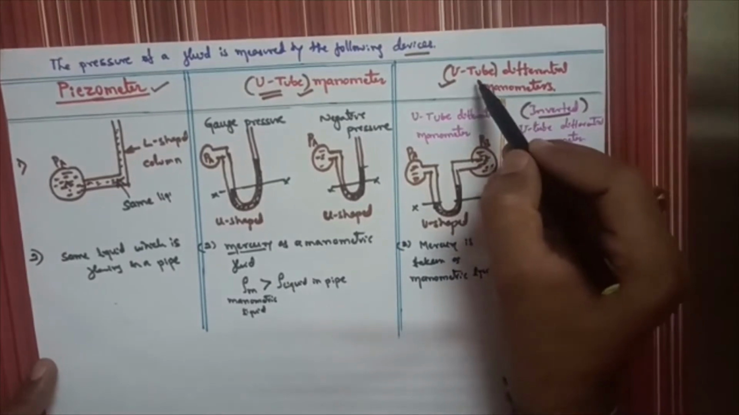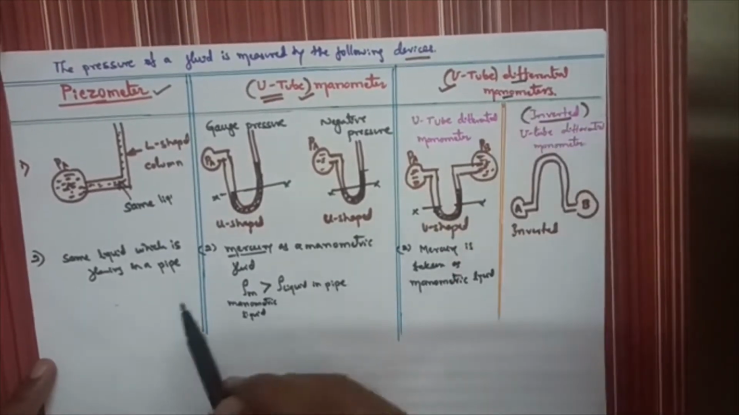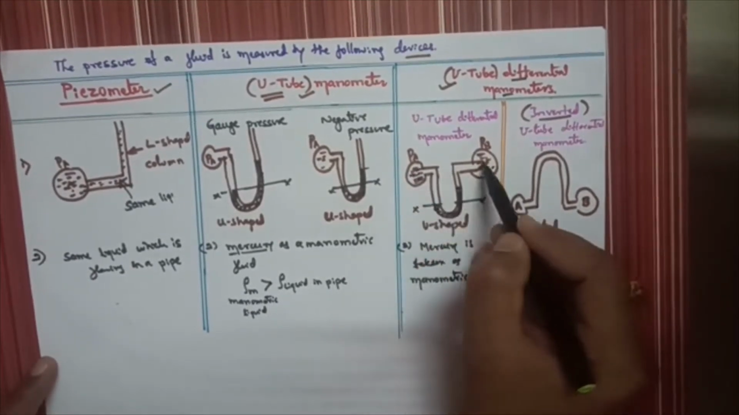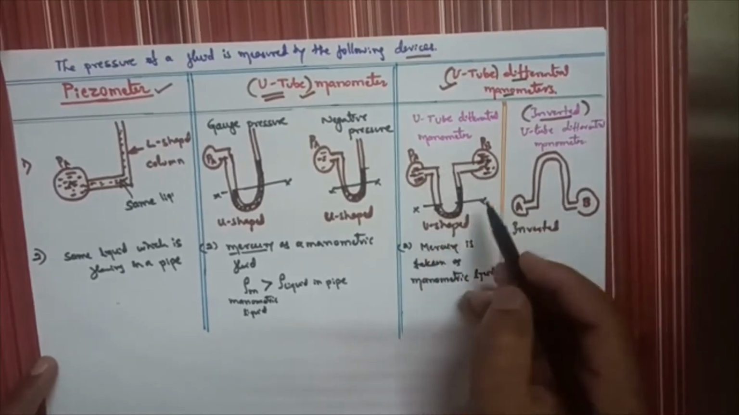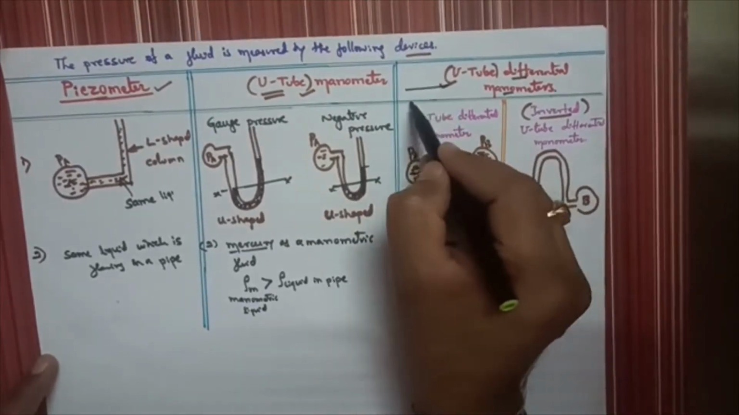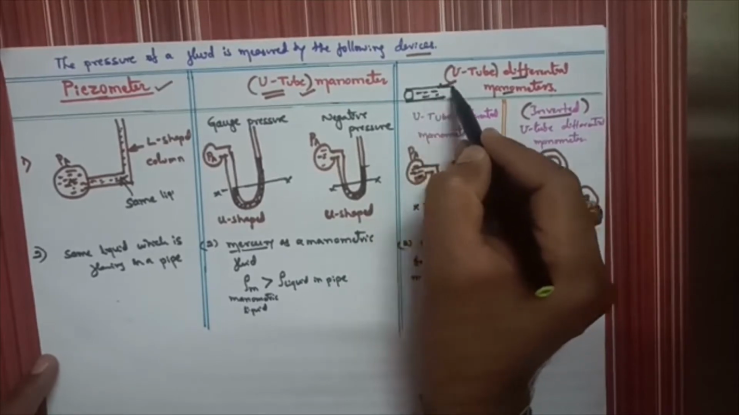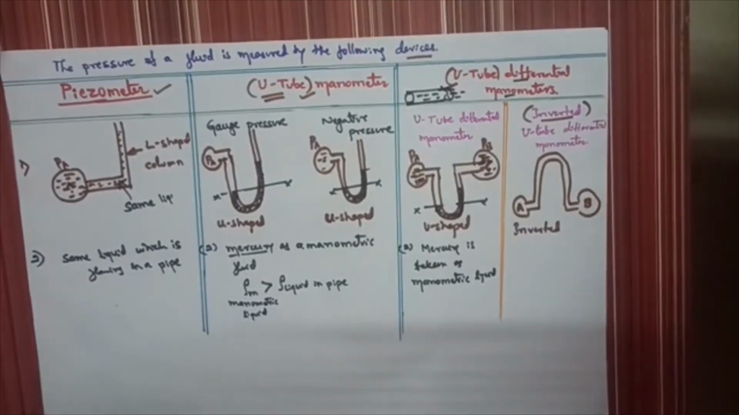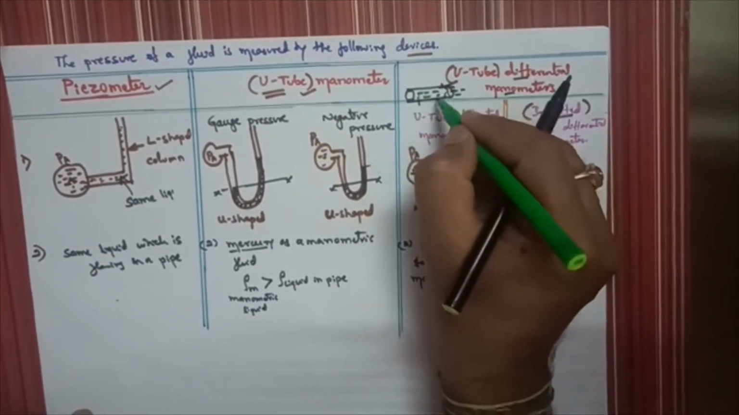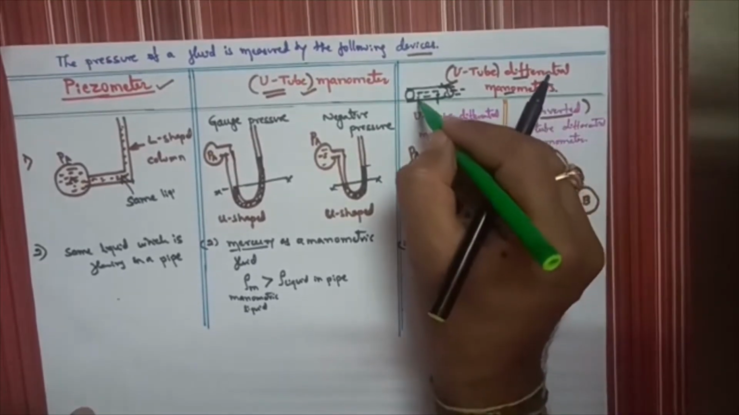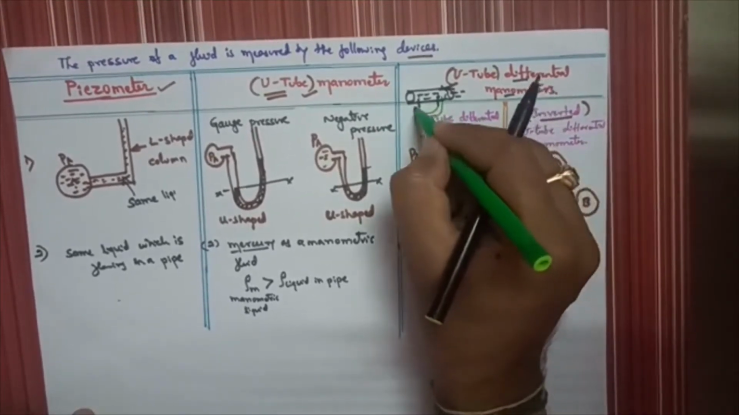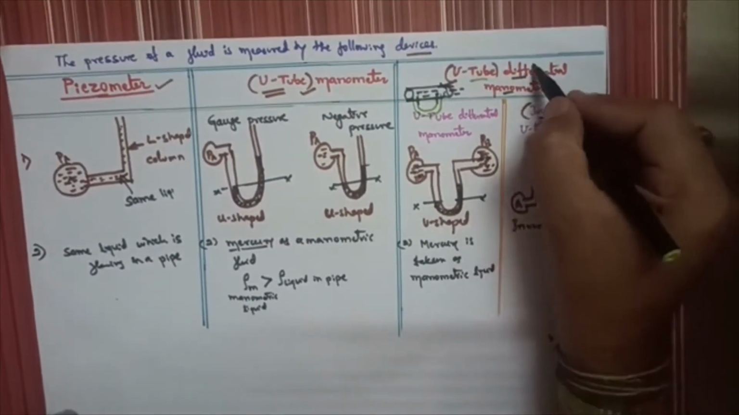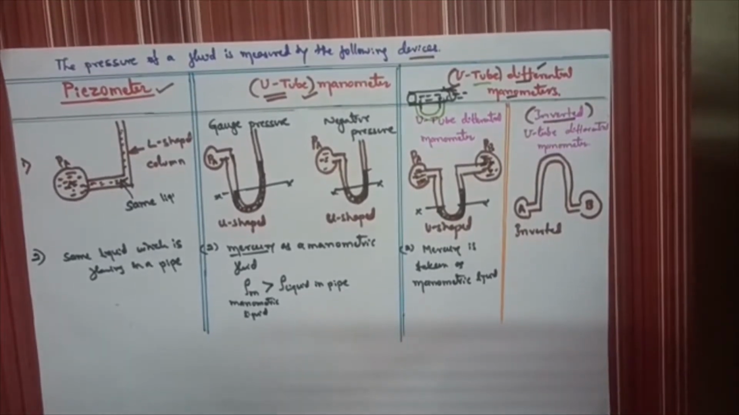And dear students, as the name indicates, U-tube differential manometers are the devices used for measuring pressure difference between two fluids or two points in the same pipe. For example, this is a pipe in which some liquid is flowing. I will take one point A, this is the point A and this is the point B. If you connect a manometer between these two points, that manometer is called a U-tube differential manometer. As the name indicates, differential manometer means it is used for measuring pressure difference.